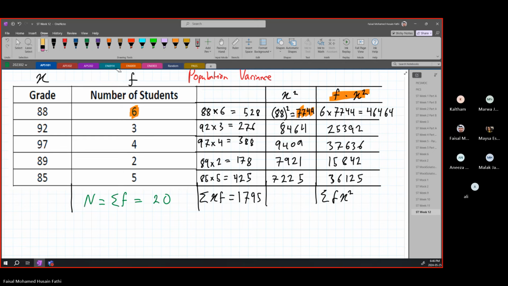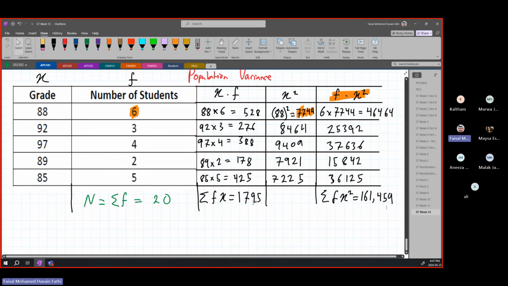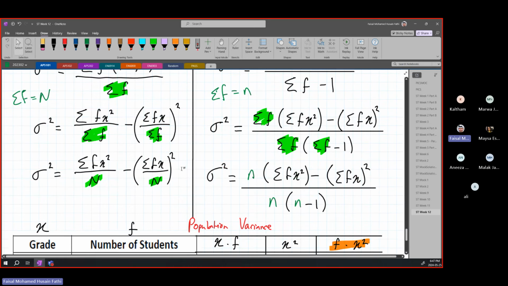So I'm just going to write this as f times x. Actually, no, keep it as x times f over there. But just know that this is the same as writing sigma fx, all right? Because we are using sigma fx in the equation. So again, you're just going to sum up all these values. So it is going to be 161459. And now we are just going to plug in to our equation, okay?